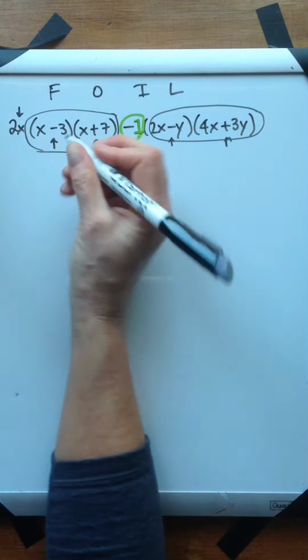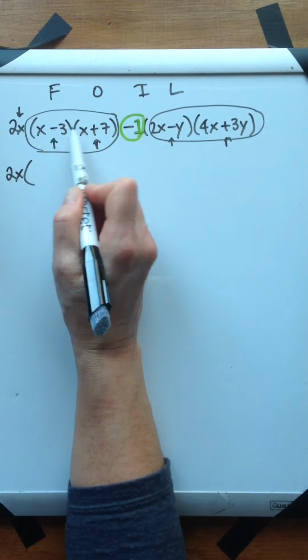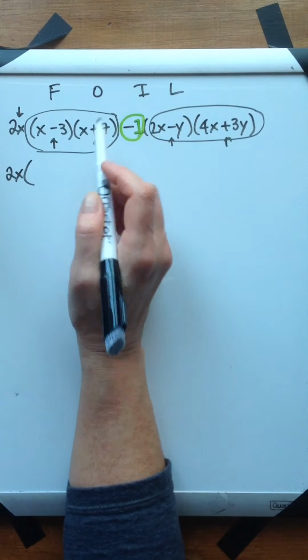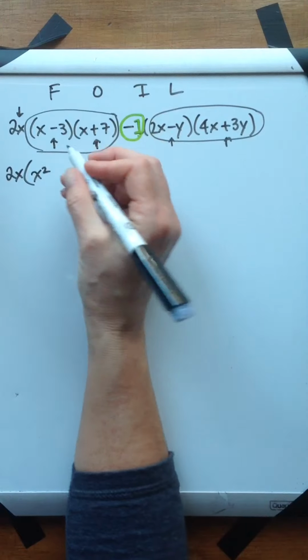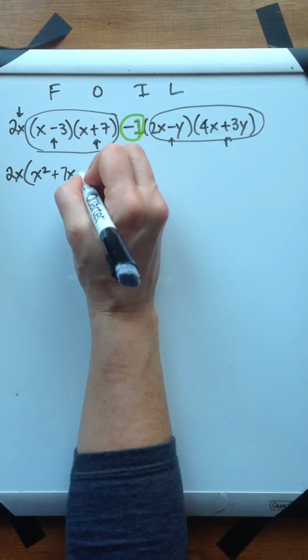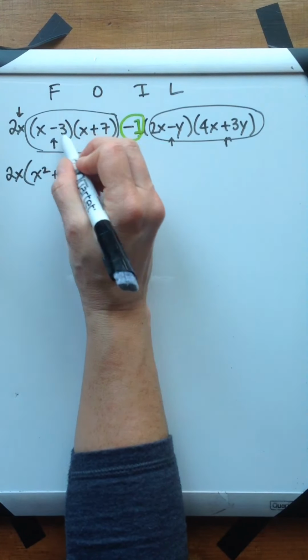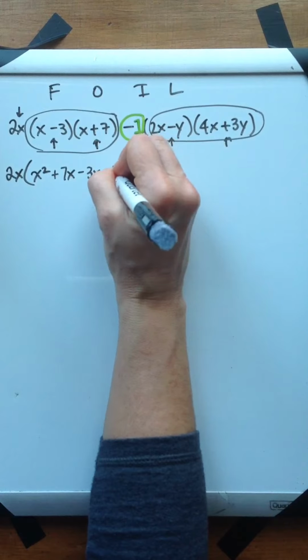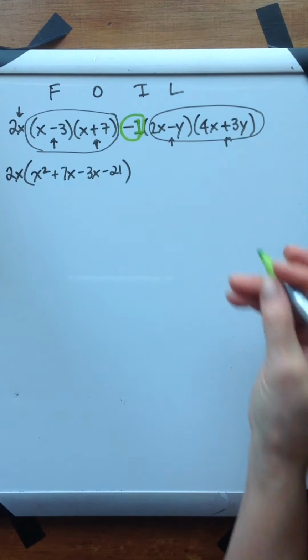All right, let's leave the 2x alone and do first, outside, inside, last. First, outside, inside, last. First, x squared. Outsides, 7x. Insides, negative 3x. Lasts, and again, don't forget about the signs, negative 21. Let's leave that -1 alone.